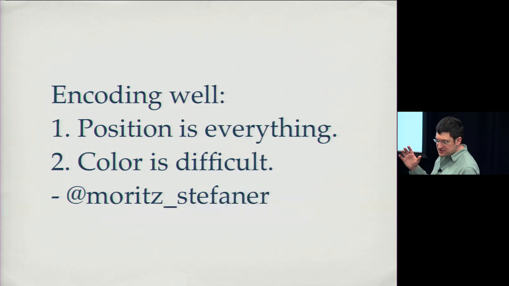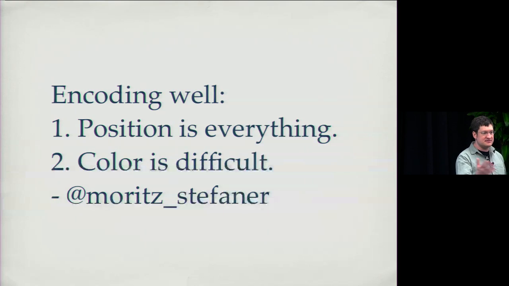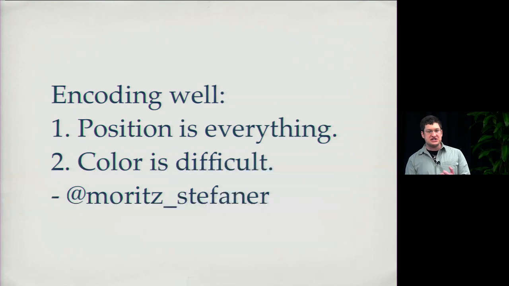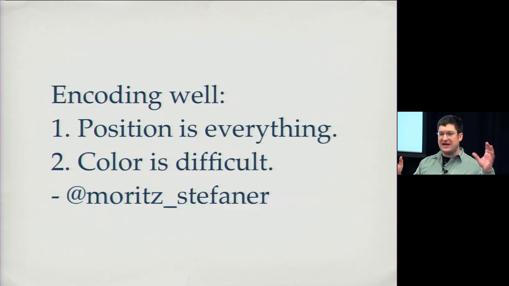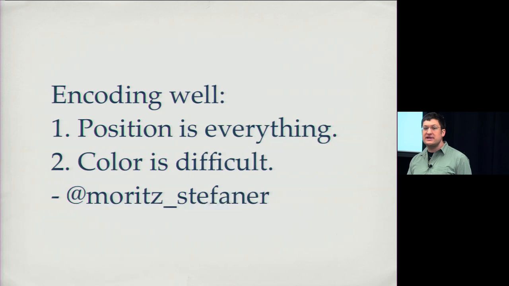And it was summed up so beautifully last summer by Moritz Stefaner, who's brilliant, and does the same sort of work, this visual encoding and data visualization. And he said, position is everything and color is difficult. And I was like, oh man, that's like half of visual encoding in 6 words. So I've been using this slide and quoting him since then because it's such a beautiful summation. And we're gonna unpack both of these because they're both really important and really powerful to understand well.